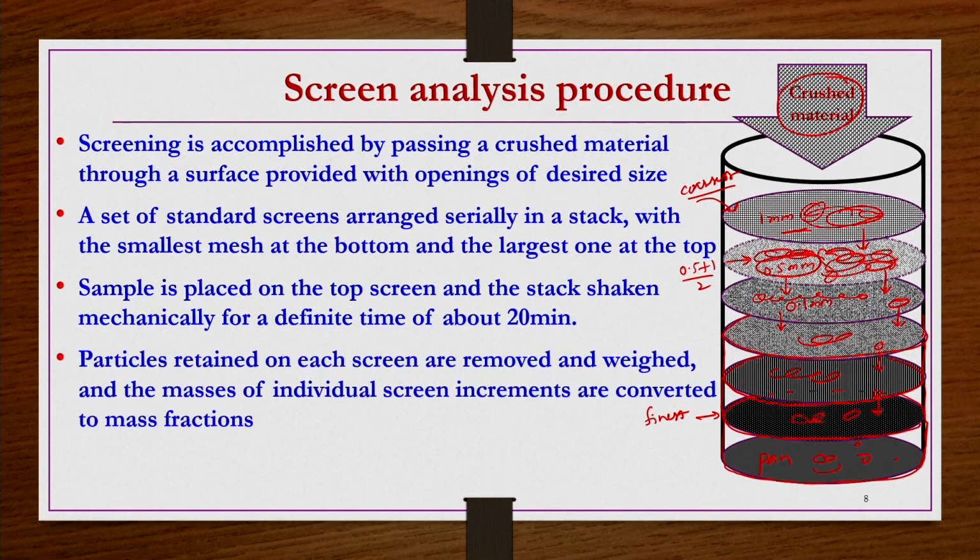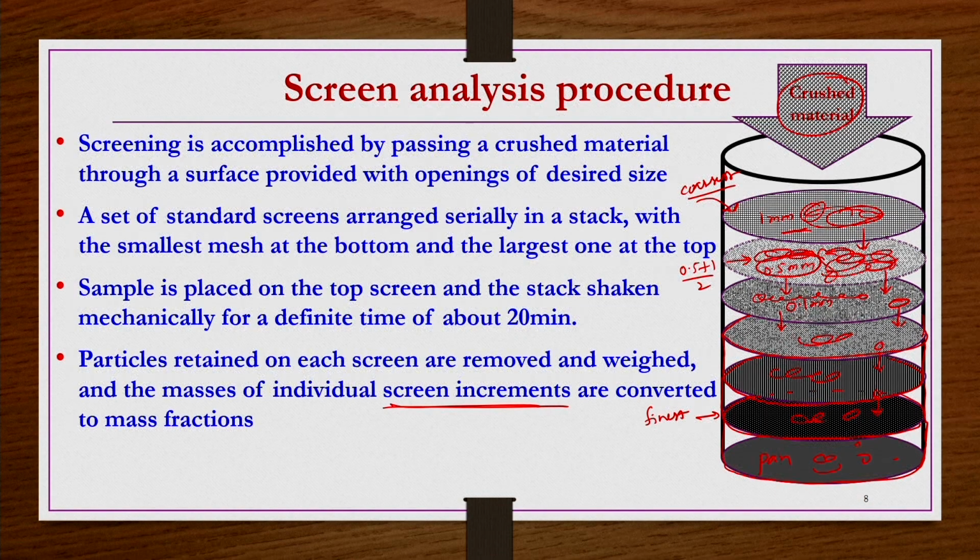Now, particles retained on each screen are removed and weighed, and the masses of individual screen increments are converted to the mass fraction. These screens arranged here are usually called increments. Whatever material you collected on each screen, after mechanically agitating or shaking the stack for 20 or 30 minutes, you stop the operation, collect the material from each screen, weigh it, convert it into mass fraction, and then tabulate it against the average particle size for each screen increment. That is the screen analysis procedure that we should follow.